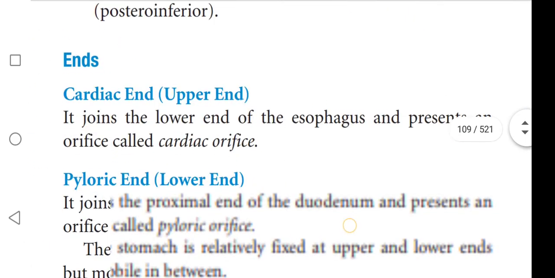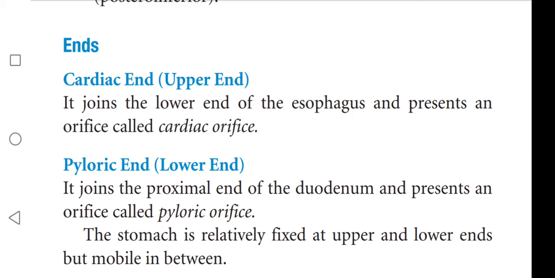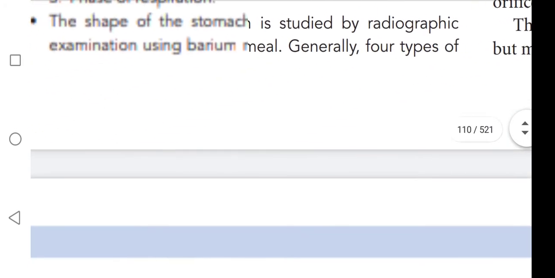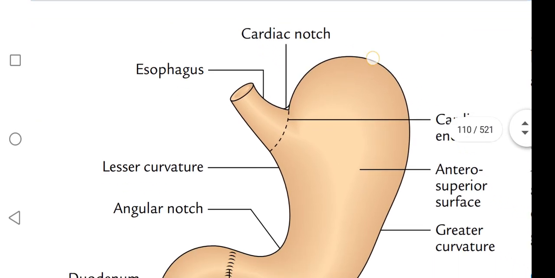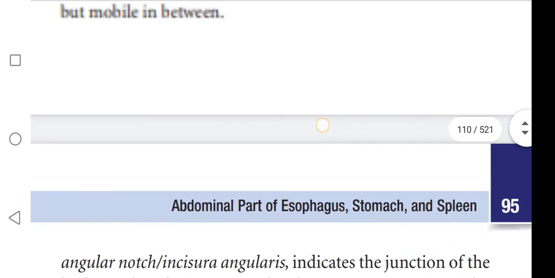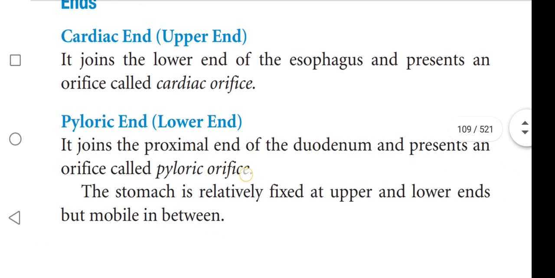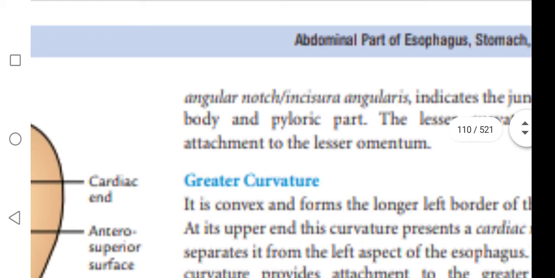First, ends. Cardiac end, the upper end. It joins the upper end of the esophagus and presents an orifice called the cardiac orifice. Next, pyloric end or lower end. It joins the proximal end of the duodenum and presents an orifice called the pyloric orifice. The stomach is relatively fixed at the upper and lower ends but mobile in between.